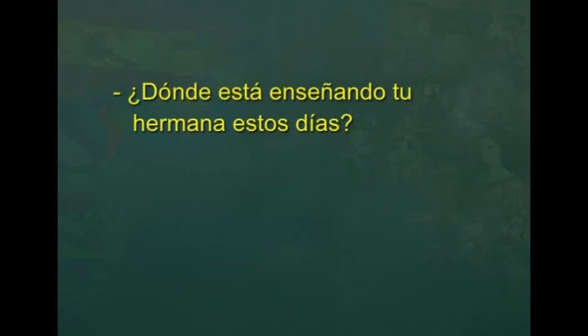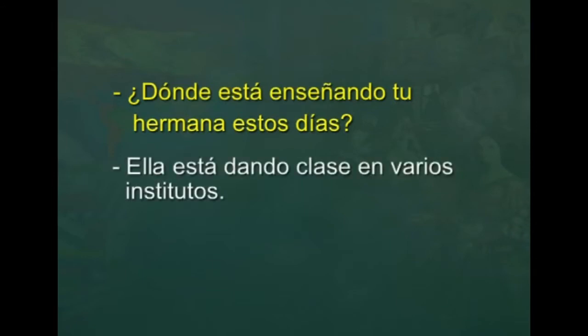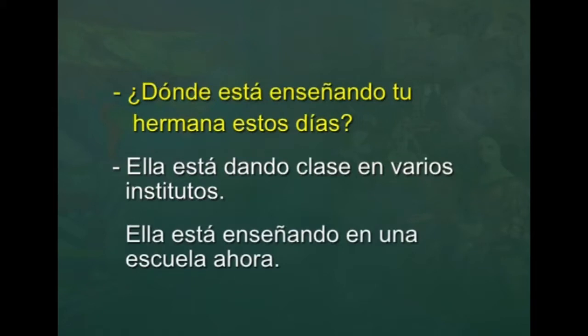Suppose she is teaching at many institutes at a time. In reply, you say, Ella está dando clases en varios institutos. Or even if she is teaching at one place in the present time, you can say, Ella está enseñando en una escuela ahora. This shows that earlier she was teaching somewhere else and at present she is teaching at a school. Ahora is used as a marcador temporal that we use to talk about what you are doing nowadays. For example, earlier you were teaching at a private institute, but now you are teaching at a school.